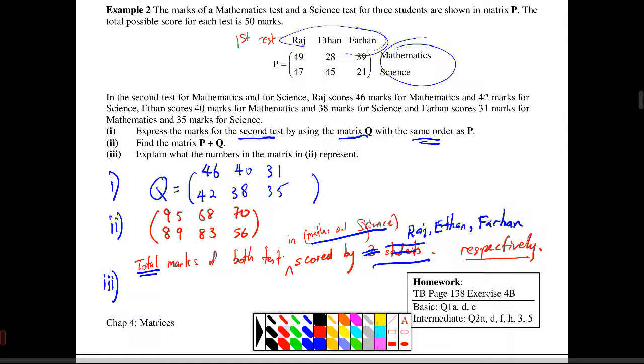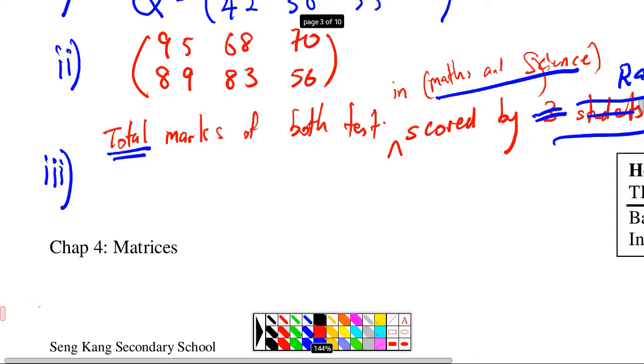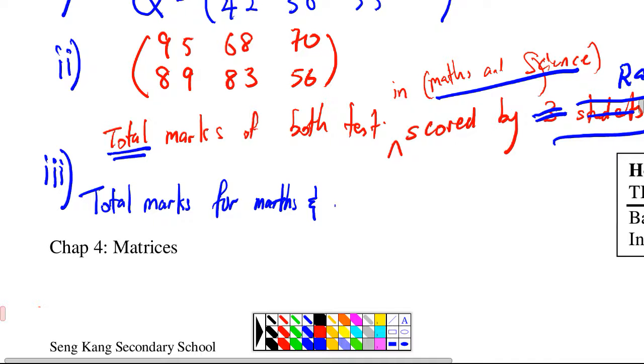So let's repeat what Joey said. Okay, come. Repeat. For maths and science, mathematics, scored by Raj, Ethan and Fahad, respectively.